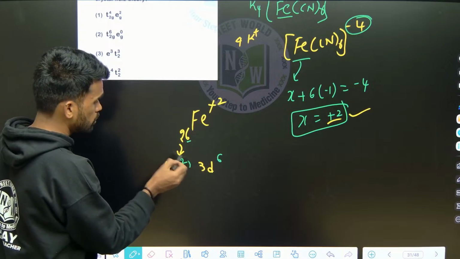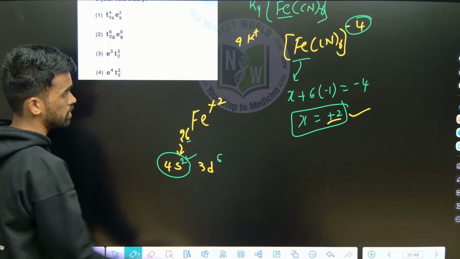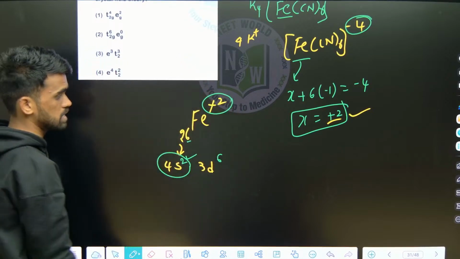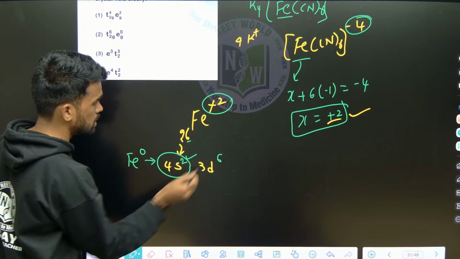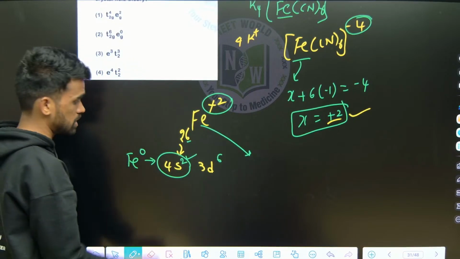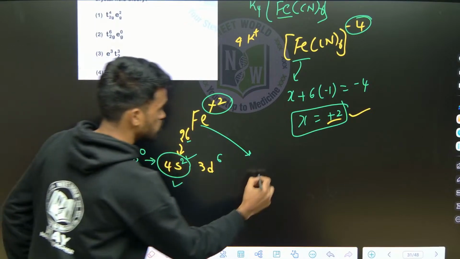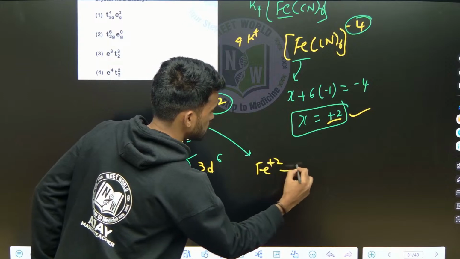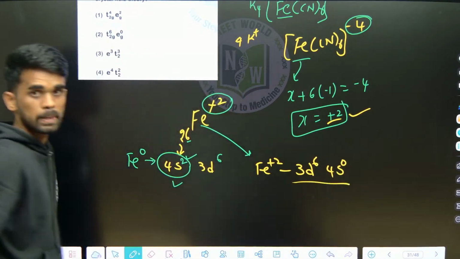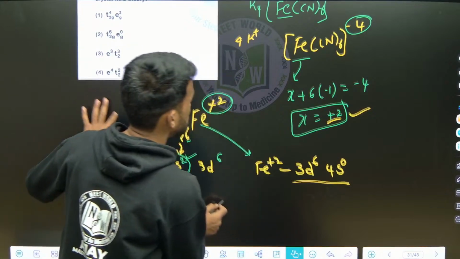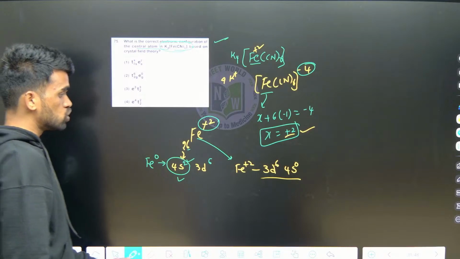Now you have to remove electrons from the highest nth level. It means you need to remove the electrons from the 4s because it is in the plus 2 oxidation state. This is Fe in the 0 oxidation state, but we require the plus 2 oxidation state now. Remove from the highest energy level, nth level. So Fe2+ becomes 3d6 4s0, like this. Now see, the cyanide ions are strong field ligands.